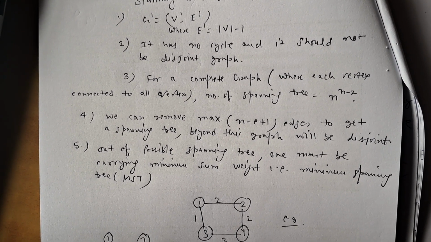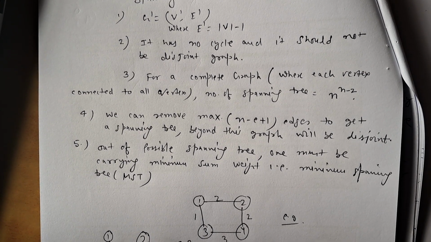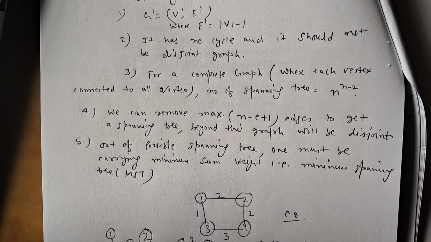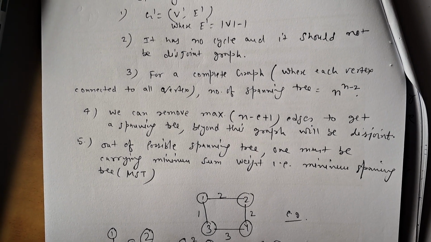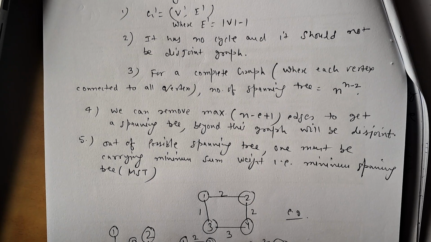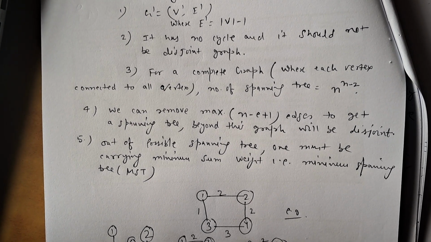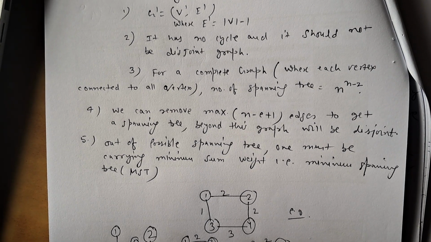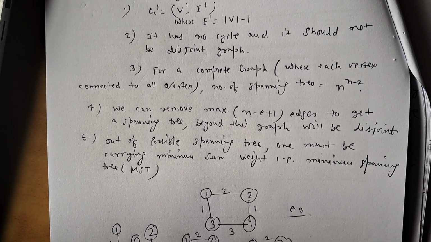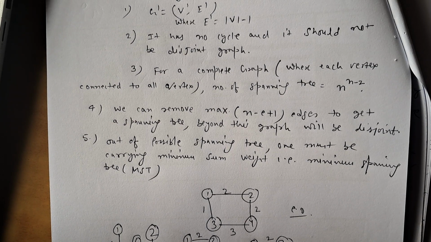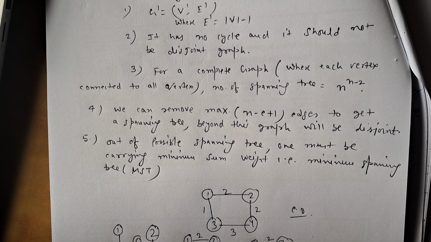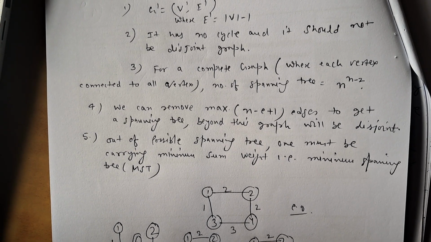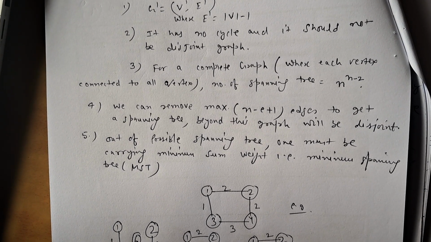Let's say there are 4 vertices and all of them are connected to each other in a complete graph. The total number of possible spanning trees is 4 raised to the power 4 minus 2, so that is 4 squared. So 16 spanning trees are possible. Out of these 16 spanning trees, let's say every edge carries some cost, represented by an edge matrix or edge cost. Out of those spanning trees, which spanning tree is minimum? That is known as the minimum spanning tree.